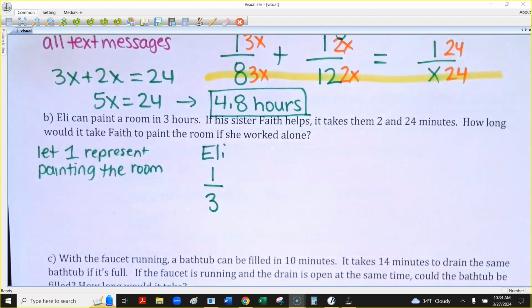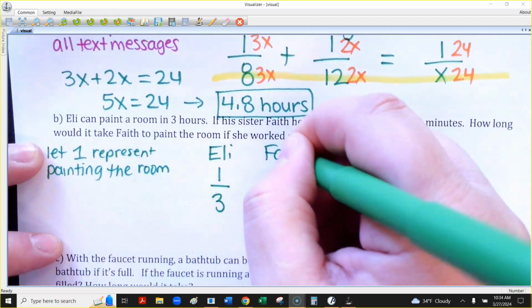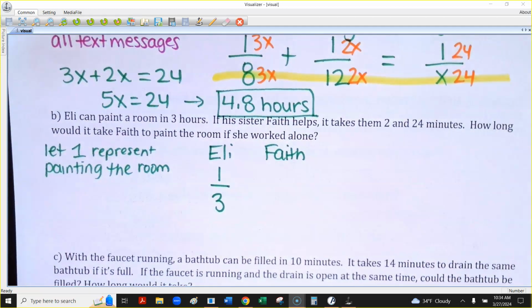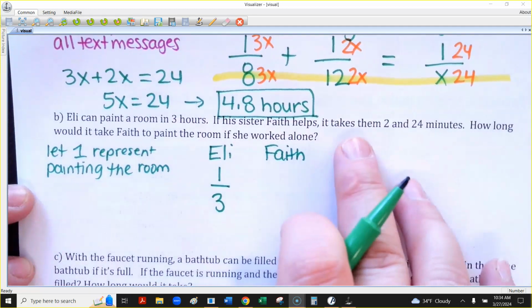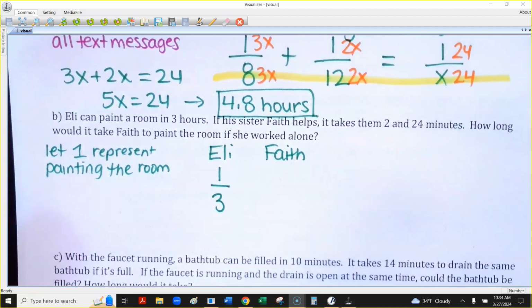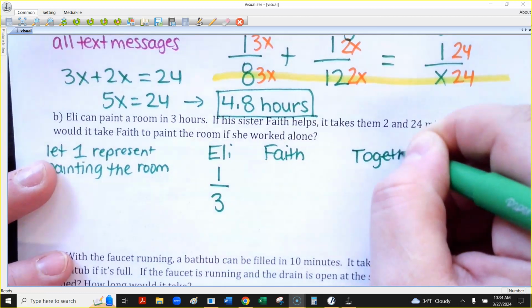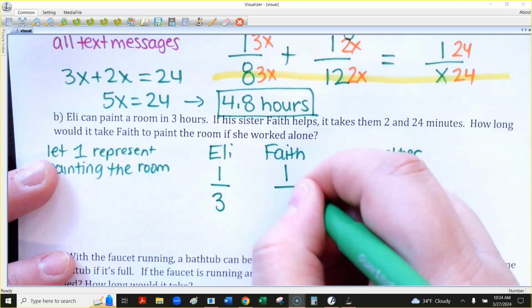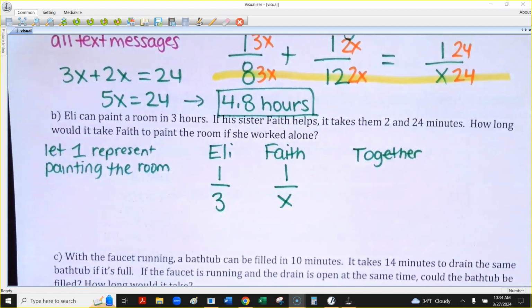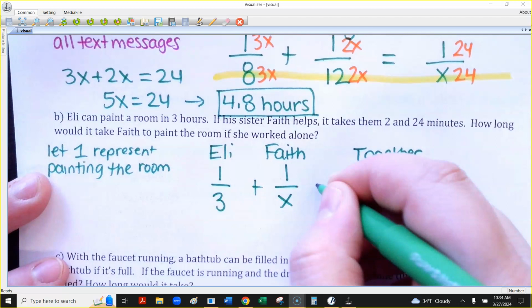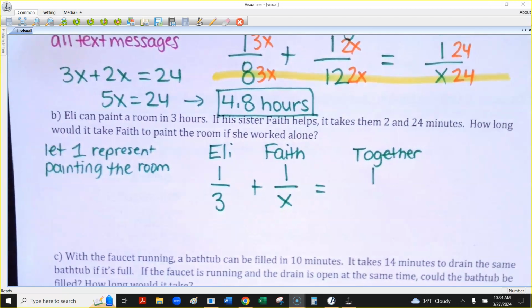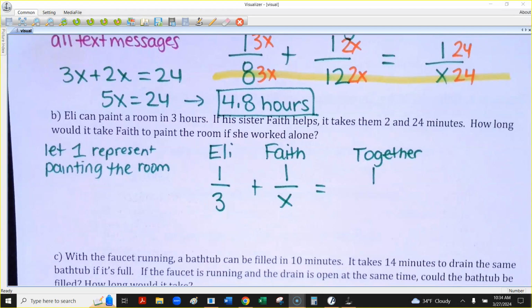Okay, his sister, Faith, helps, but it says it takes them 2 hours and 24 minutes. So if they're working together here, I actually have a little bit different information than the previous question. For her, we don't know her time by herself. But together, now this is kind of tricky. So his time is 3 hours. That's a nice number, right? Their time together is 2 hours and 24 minutes.